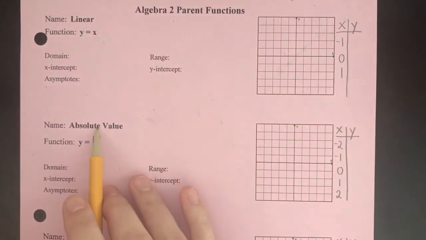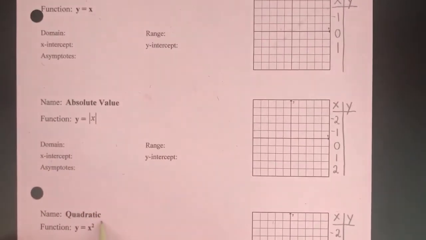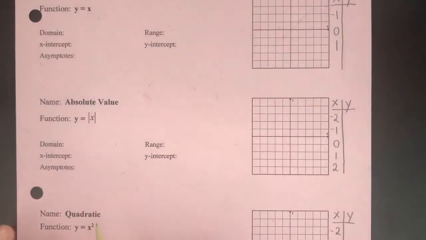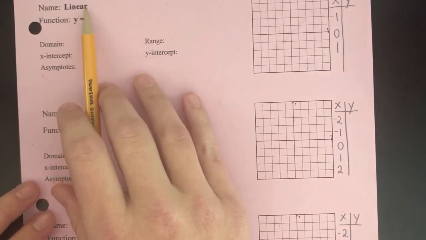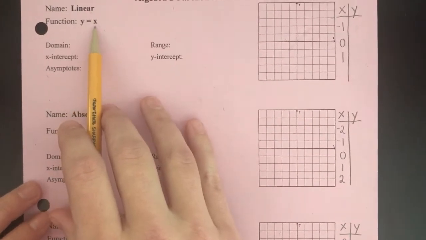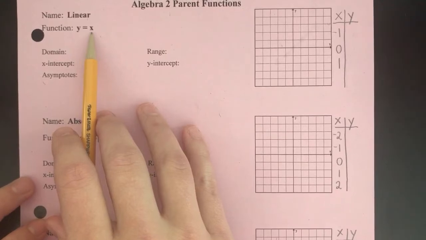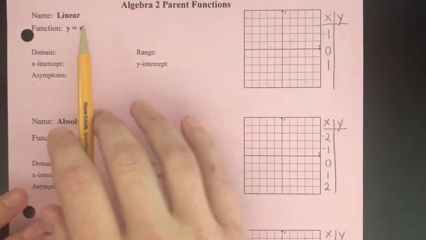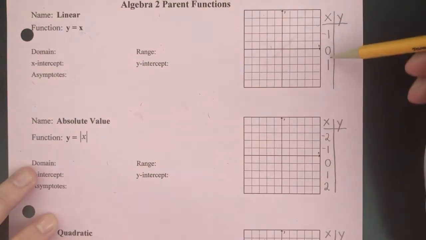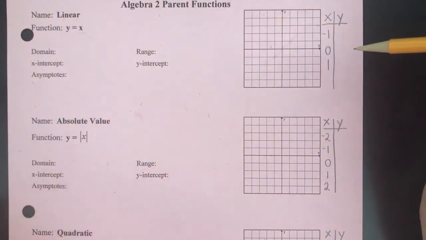Same for the absolute value parent function and the quadratic parent function. Those are the only three we're looking at today. So when you hear the name linear parent function, I want you to associate that with y equals x. You've dealt with this a lot in Algebra 1. So for the graph, I'm only going to use 3 points because you already know what this looks like likely.